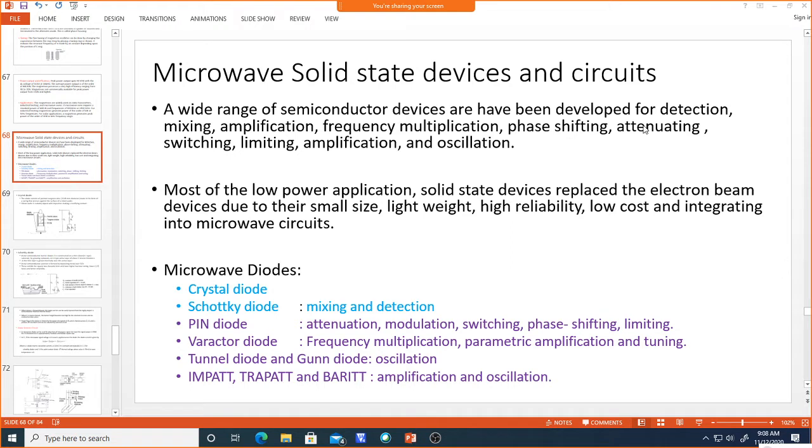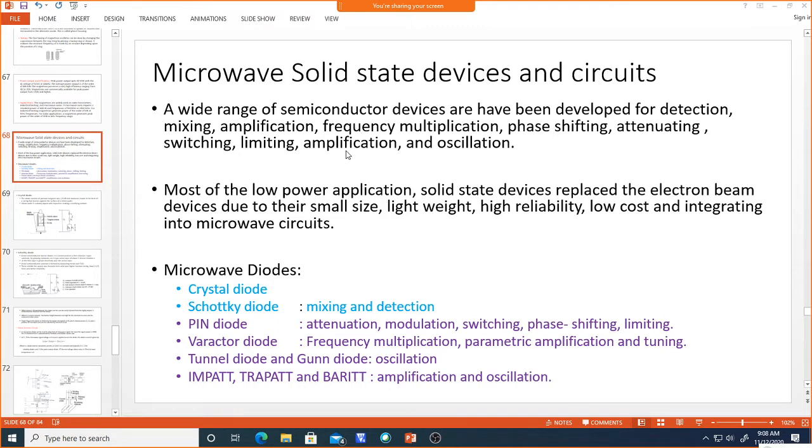And also attenuation. If you are using the devices in a high power application, somehow we need to reduce the signal voltage and all, so you can use attenuators. And also switching, on and off purposes, and also limiting. And as I said, amplification and again oscillations. So these are some of the applications where you can use these semiconductor devices.